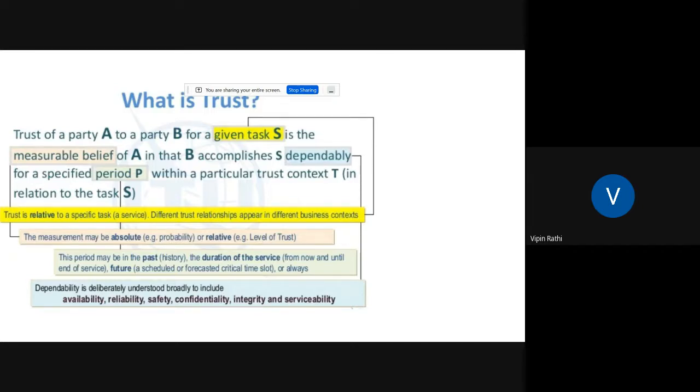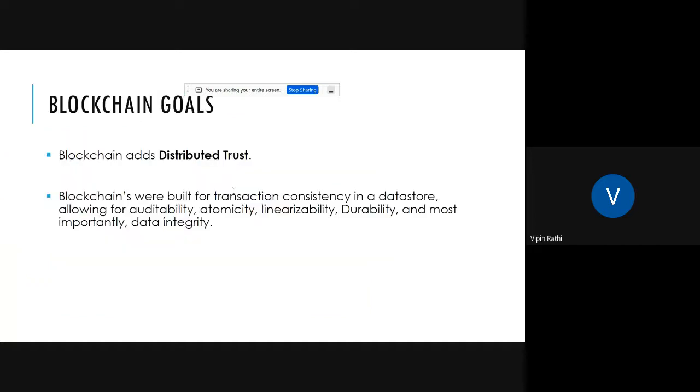Means what? This A and B parties should trust each other with a particular understanding, let's say in terms of smart contracts or whatever. So what is a trust we understand, and what are the blockchain goals? So the blockchain goals is to bring, before that, let's try to understand what is blockchain, right?